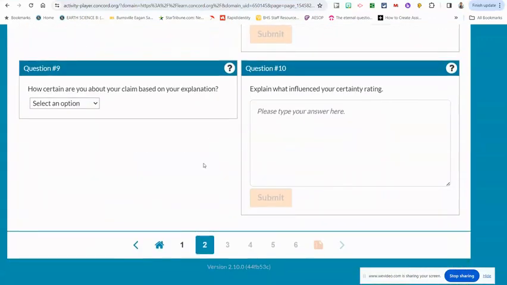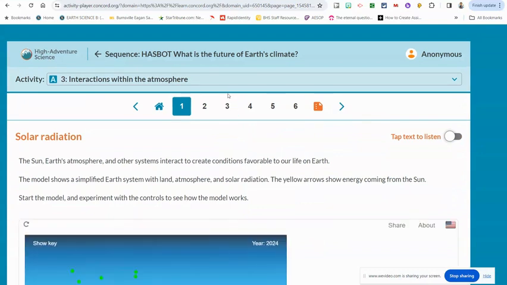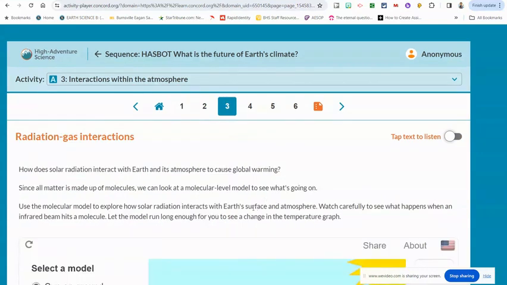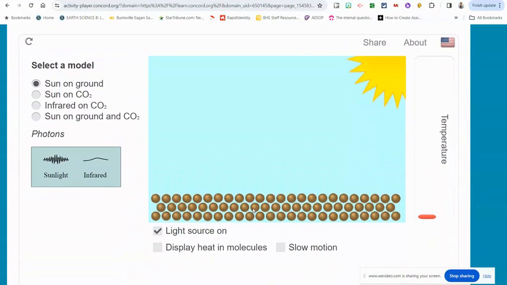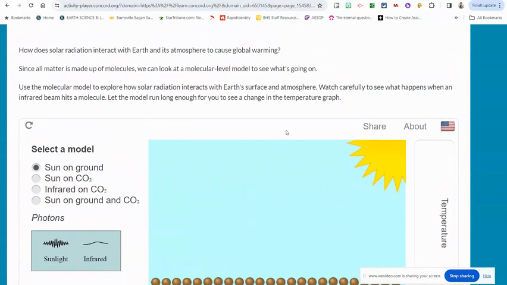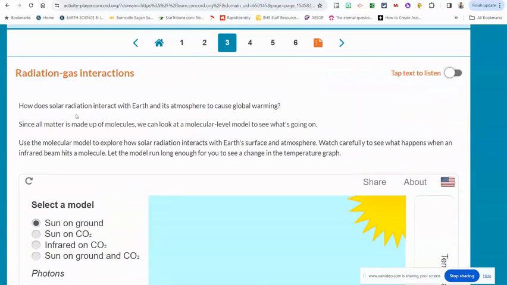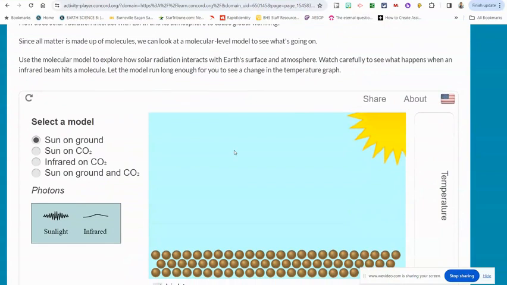I'm going to go to the next one. Page 3. Now you'll notice if you do this, there are certain questions that you'll have to answer in order to move forward. Feel free to write your answers in those if you choose to do this activity on your own. How does solar radiation interact with Earth? Now this is a different model. We're going to call this one, if I remember right, the solar radiation model. Let's just leave that for now.